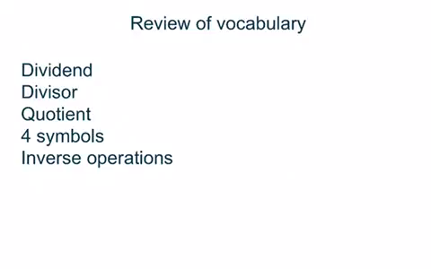Just a real quick review of vocabulary. Some vocab that we need to know for division. First, we've got dividend, divisor, and quotient. If I have a division problem that's written like this, 16 divided by 8 equals 2, the 16 is my dividend. The 8 is my divisor. The 2 is my quotient, or the answer to a division problem.